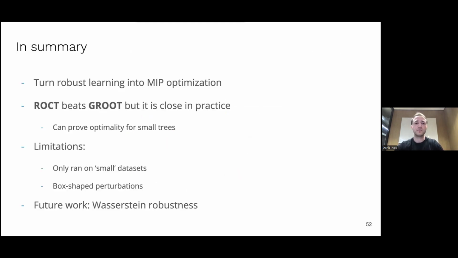So in summary, we showed how to turn this robust learning problem into a single MIP optimization problem that we can then give to existing solvers. These robust optimal classification trees do beat the existing heuristics, but in practice, the performance is quite close. And some limitations are that, of course, these solvers can only handle relatively small data sets. And what allowed for this neat single minimization problem is the fact that we used box-shaped perturbations, but it's more difficult to extend this to a setting with different kinds of perturbations. And in ongoing work, I'm now looking at Wasserstein robustness instead of these independent perturbations for each sample.